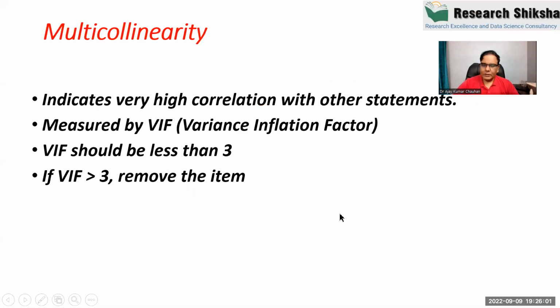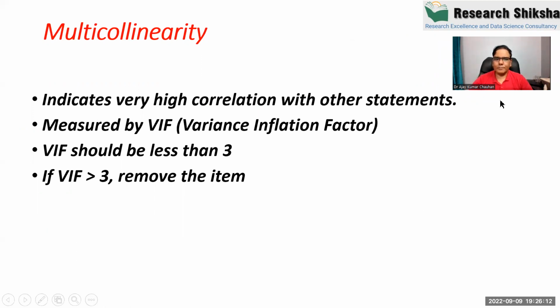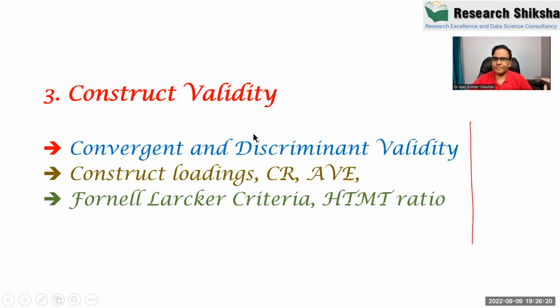Okay. So after analyzing the multicollinearity, especially when Cronbach alpha is more than 0.9, and removing the item if it is creating a problem, then the next step is to go for validity. Almost compulsory. So what is validity?